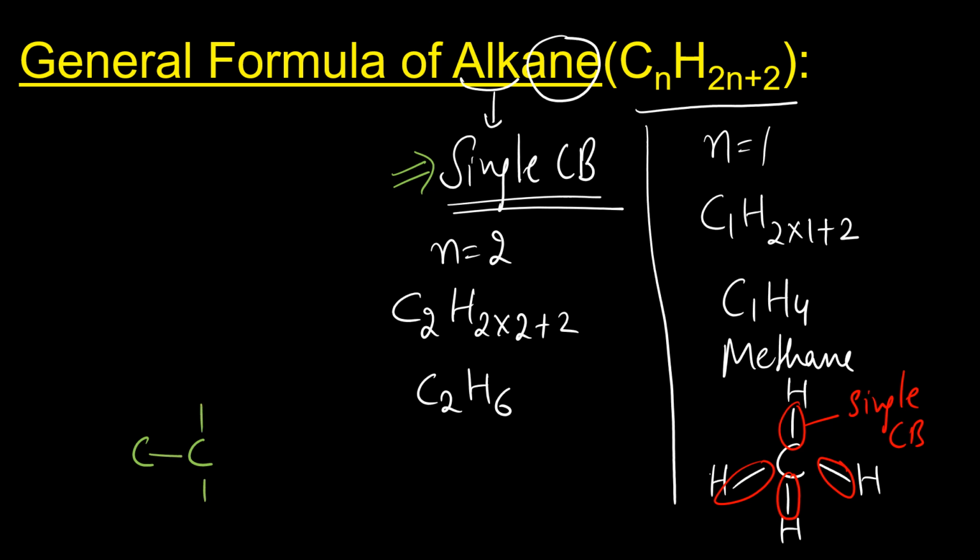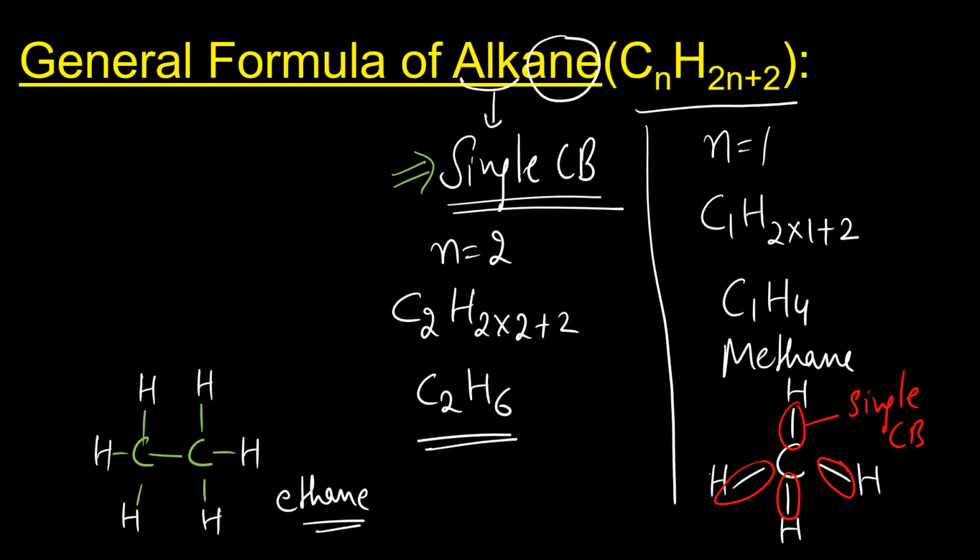Now what about the rest of the 3 bonds of each carbon? Those are going to be covered by hydrogens. As we can see, we have in total 6 hydrogens. As I have drawn 6 hydrogens along with the 2 carbons, it gives me ethane. So this is the structure of ethane. With 2 carbons, you get this formula, which satisfies that yes, it is an alkane.